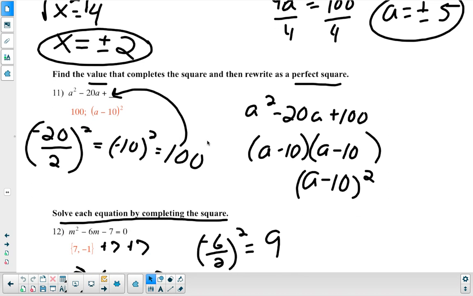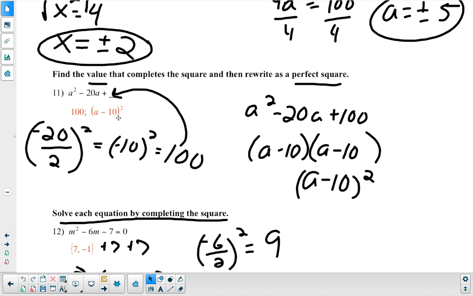All right, 2 more problems. For number 11, we have to find the value that's going to turn it into a problem that we can take the square root of that makes it a perfect square. So we're getting ready to do problems by completing the square. Please be careful. There are 2 parts to this problem.